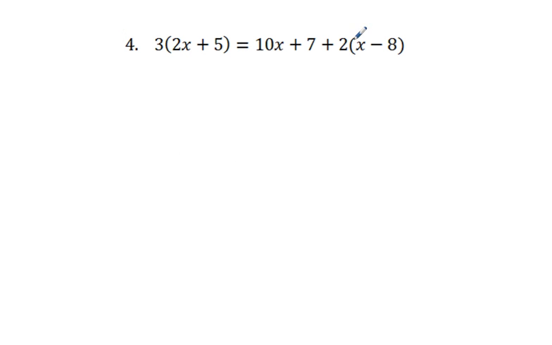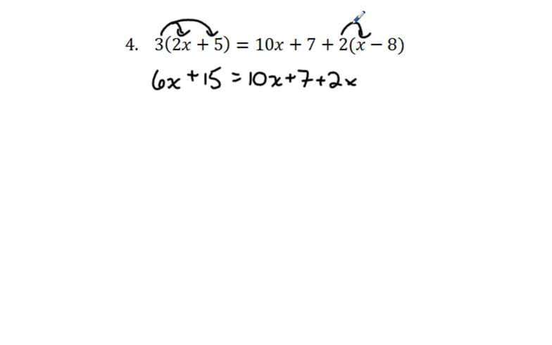Last problem. Once again, I see parentheses, so I need to distribute. 3 times 2x is 6x. 3 times 5 is 15. On the other side, we have 2 times x is 2x. 2 times negative 8 is negative 16. I need to combine like terms on this side.